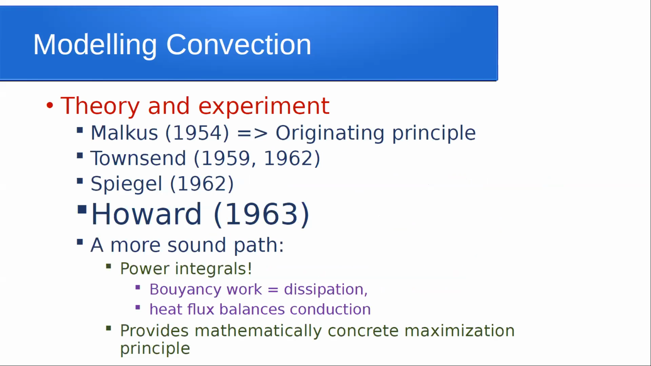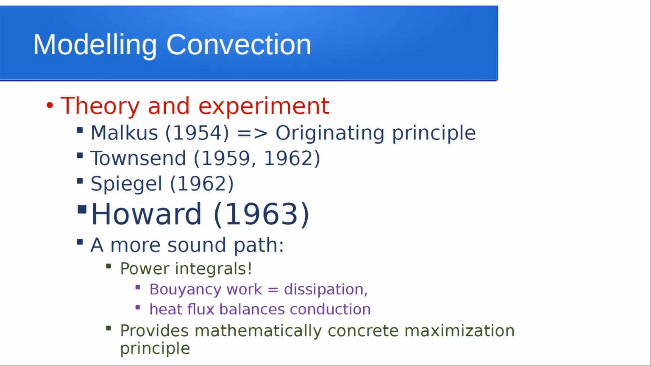But yeah, so that was the originating work, but there's another path to getting at this problem. This was pioneered by Howard in 1963. The idea there is a bit more mathematically sophisticated, so you can eliminate some of those basic assumptions. And the idea is that you really just end up with buoyancy work equaling dissipation, which is just your energy equation, and that you have a balance between the heat flux and the conduction, which are the only two possibilities in the system.